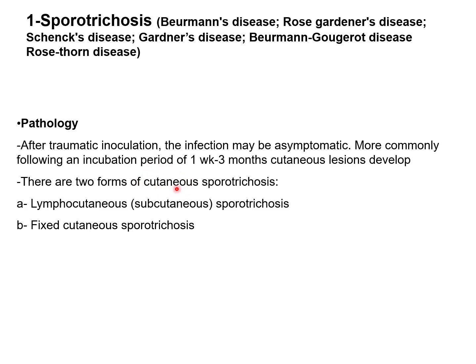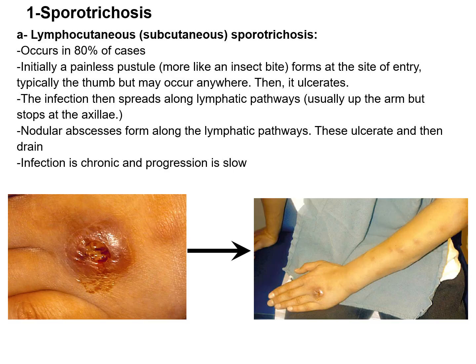I don't want you guys to confuse this with the fact that we talked about dermatophytes as cutaneous mycosis because those were more confined to the cutaneous tissues. In this case, the skin is affected, but the infection affects subcutaneous tissues as well. So the cutaneous sporotrichosis is of two forms, the lymphocutaneous and the fixed cutaneous. The most common type of cutaneous sporotrichosis is lymphocutaneous or subcutaneous sporotrichosis. It happens in about 80% of cases.